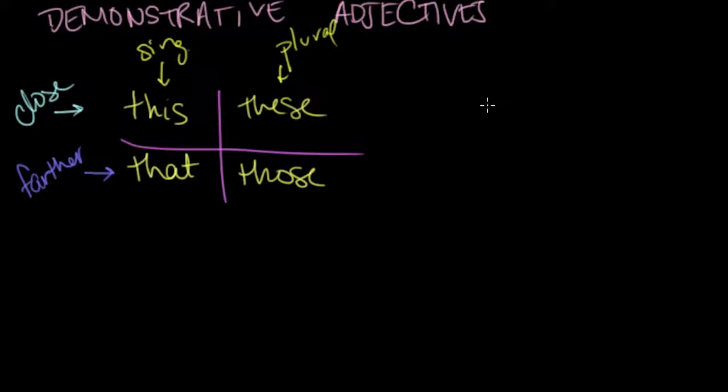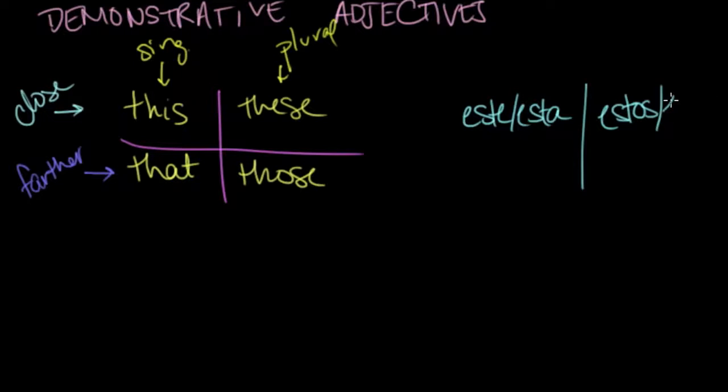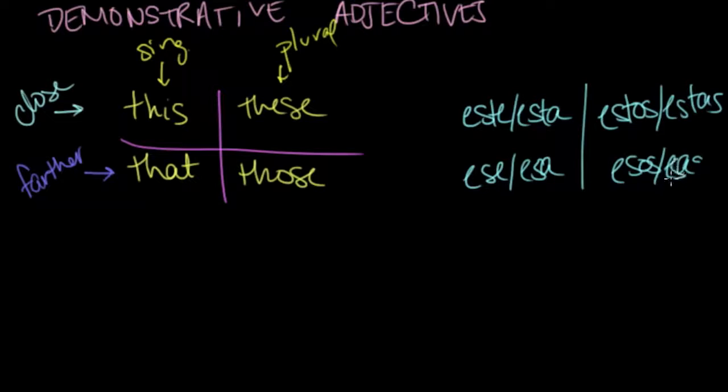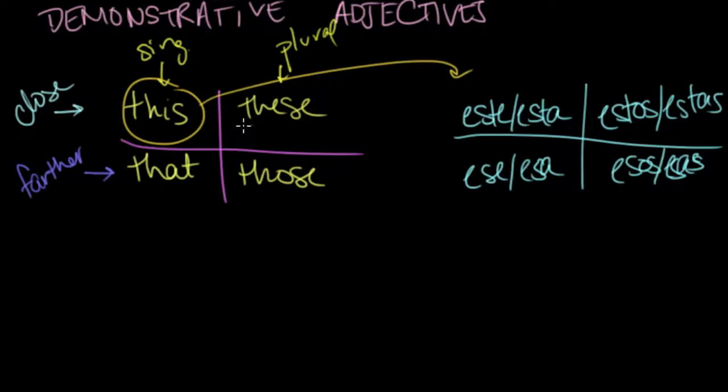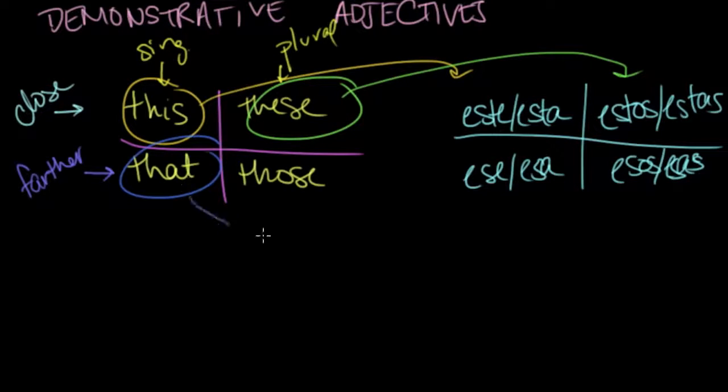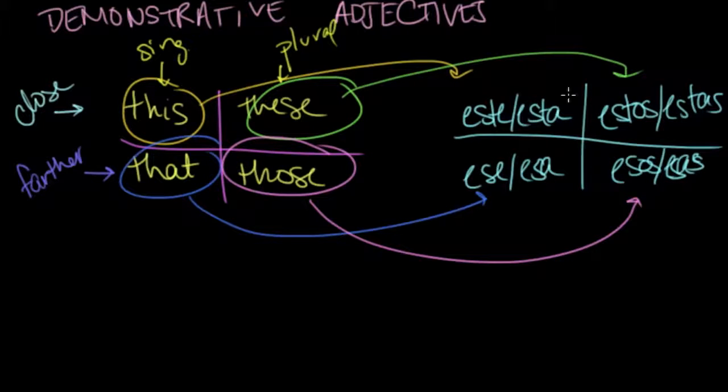So the Spanish demonstrative adjectives are este, esta, estos, estas, ese, esa, and esos, esas. Whoops, if I could spell that would probably help your understanding. And these are quite literally direct translations. This, these, that, and those. You will notice in Spanish that we have a gender agreement going on.